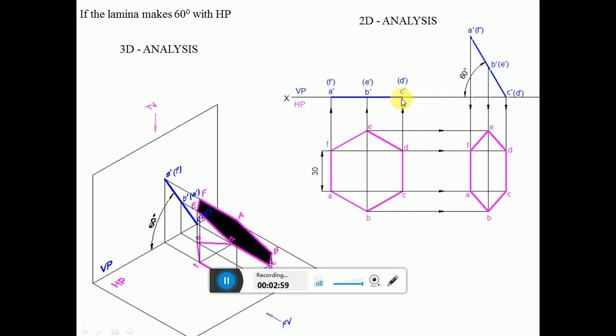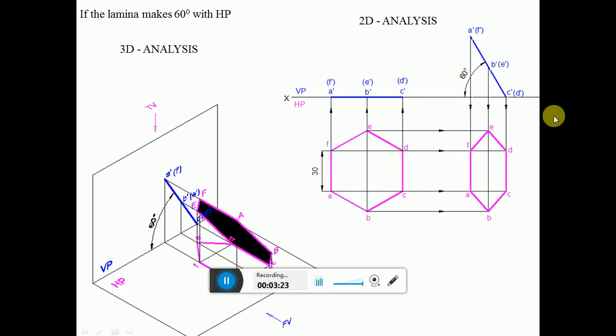Consider any point on the XY line as C dash D dash, and draw a line inclined at 60 degrees to HP or to the XY line. Measure the length from C dash to A dash. From C dash you cut an arc on this, so you'll get A dash F dash and C dash D dash. Then measure the length from C dash to B dash, and from C dash you cut an arc to get B dash E dash.